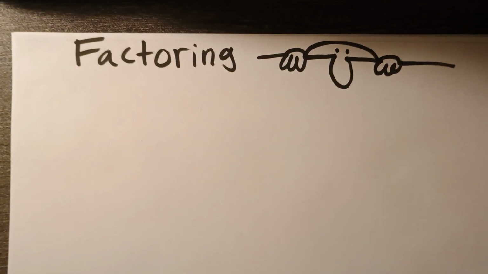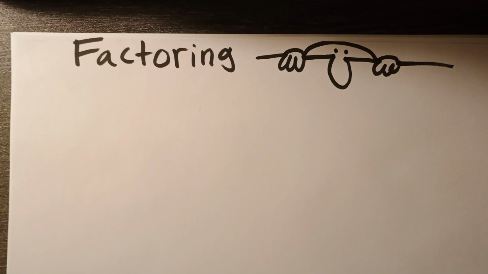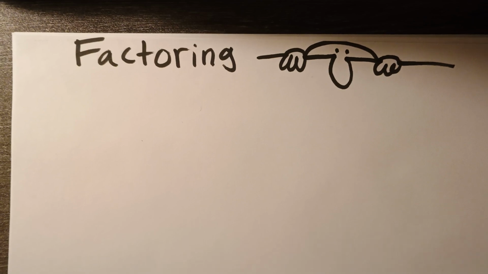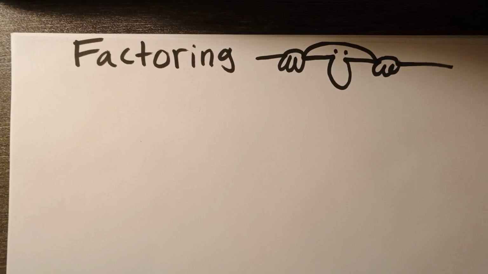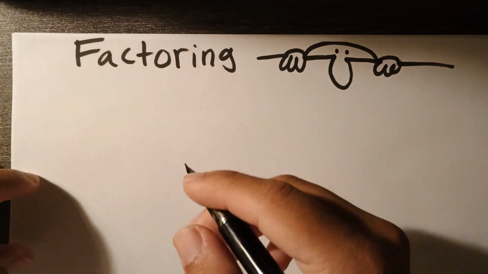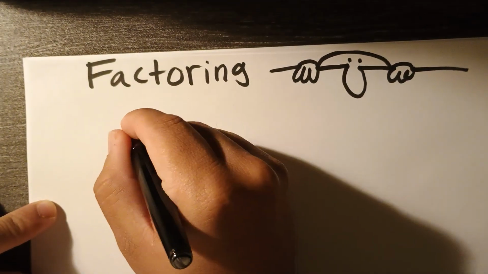I'm going to be talking about factoring. So basically, when we're factoring, we're just going to find whatever's in common with two things, and then we're just going to take it out. And I guess it's best if I explain it with an example.